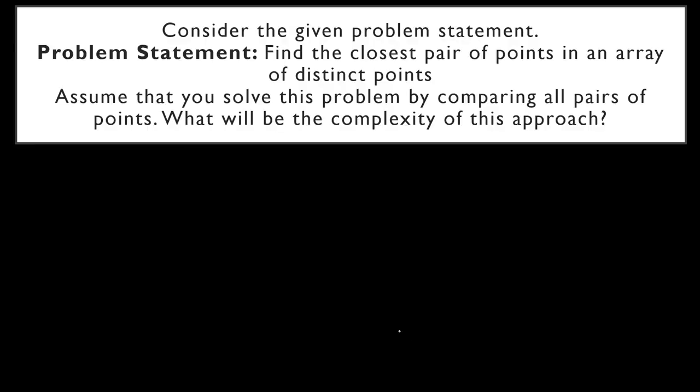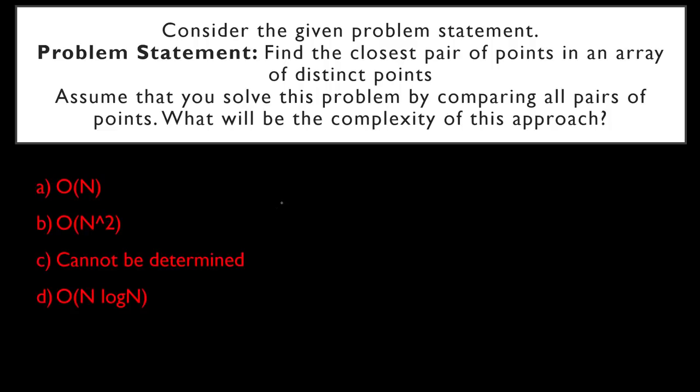So the first question goes like this: consider the given problem statement. What does this say? Find the closest pair of points in an array of distinct points. Assume that you will solve this problem by comparing all pairs of points. What will be the complexity of this approach, is what they are asking. Option A is O of n, option B is O of n square, option C is cannot be determined, and option D is O of n log n.